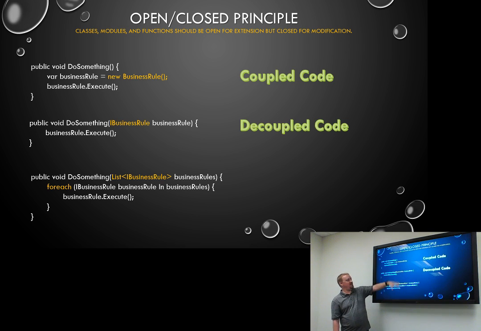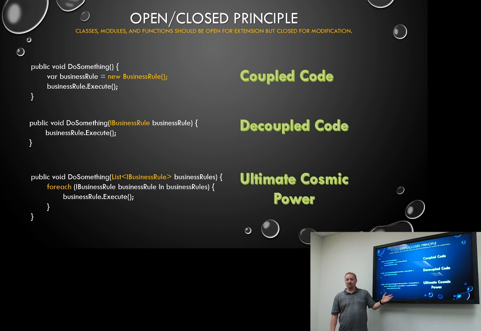We can add as many business rules as we want. We can send as many business rules to this as we want, as many or as few, and it will still work. This is ultimate cosmic power, right? We have extended the bejesus out of this little method that was just calling and executing this. Now we can actually call execute on anything. Any business rule that we want to pass into it, we can execute it, okay? So we've supercharged this just by having 2 extra lines of code.